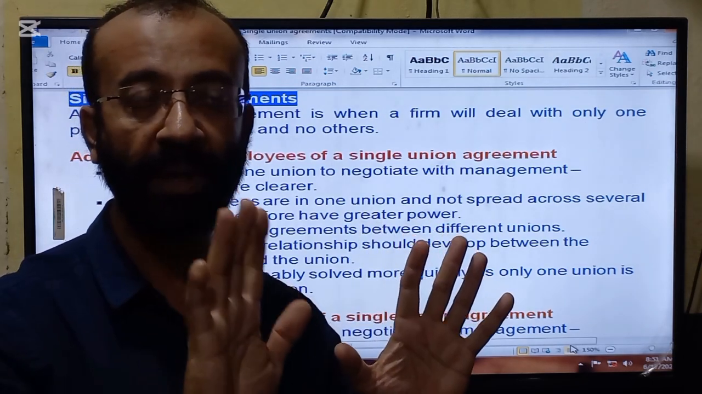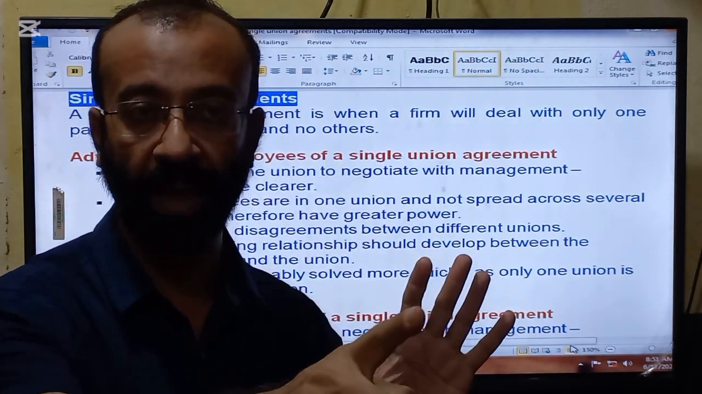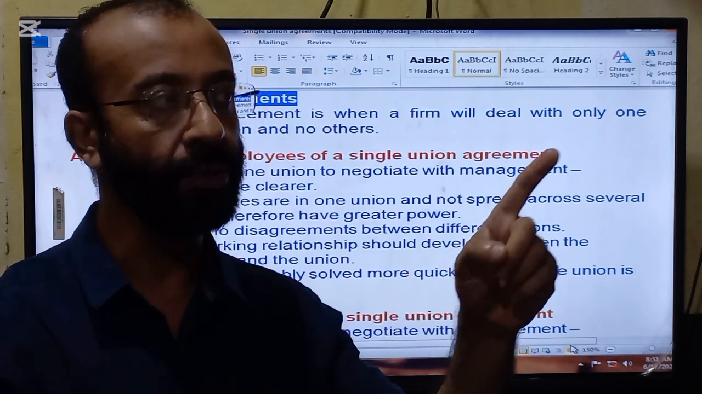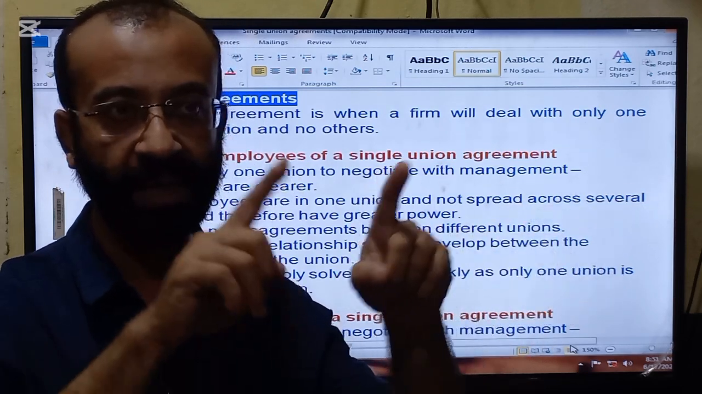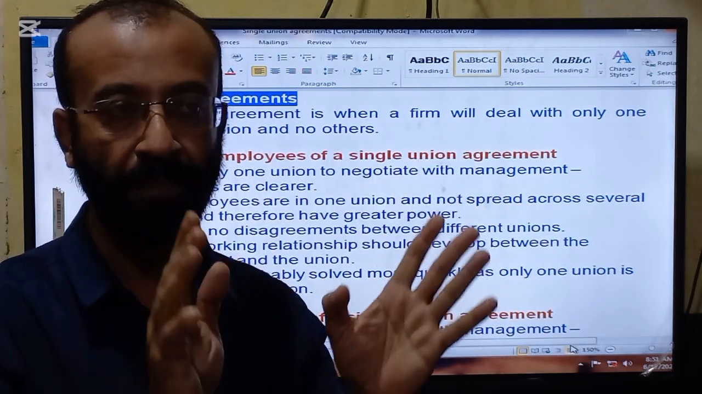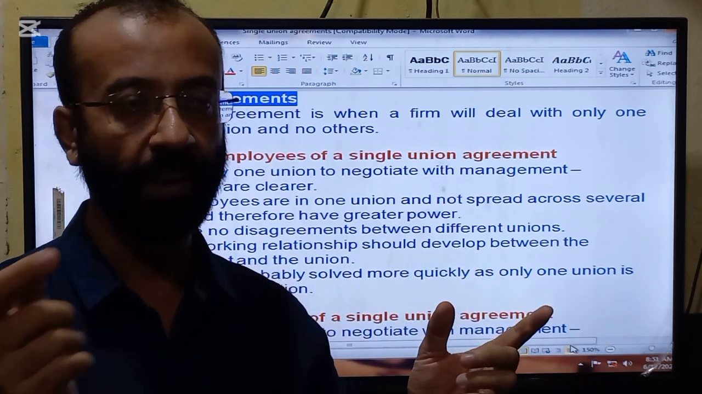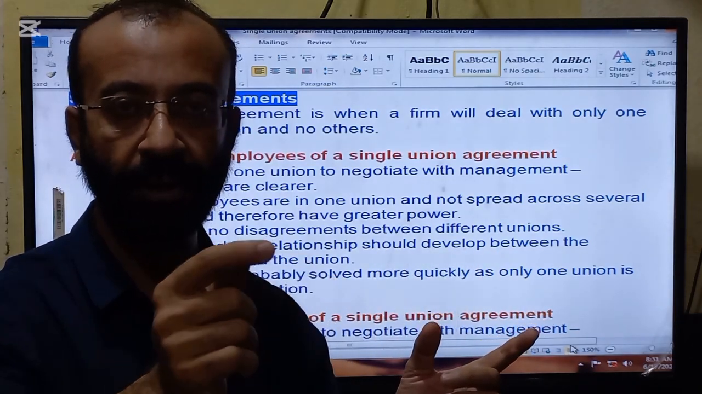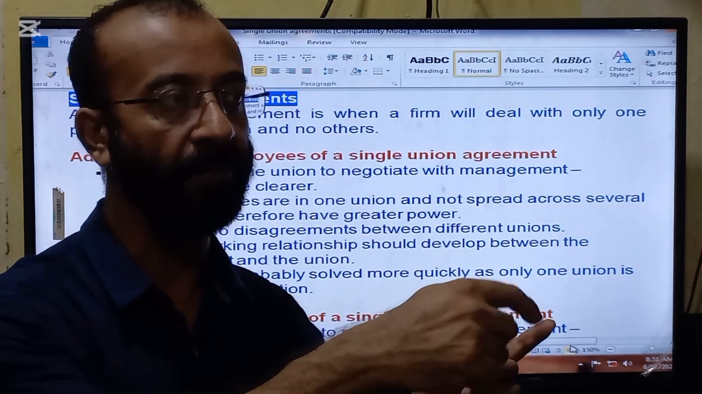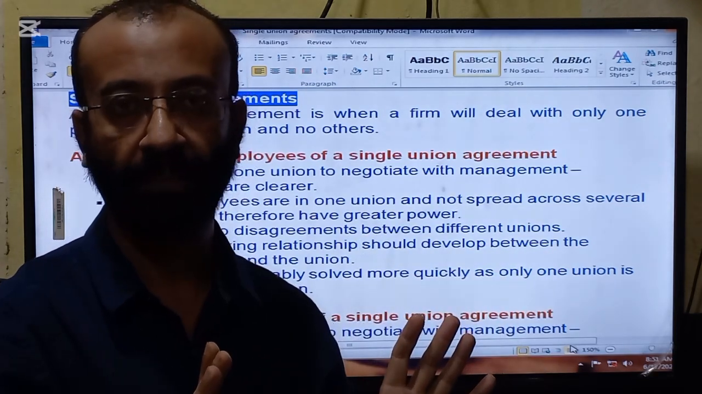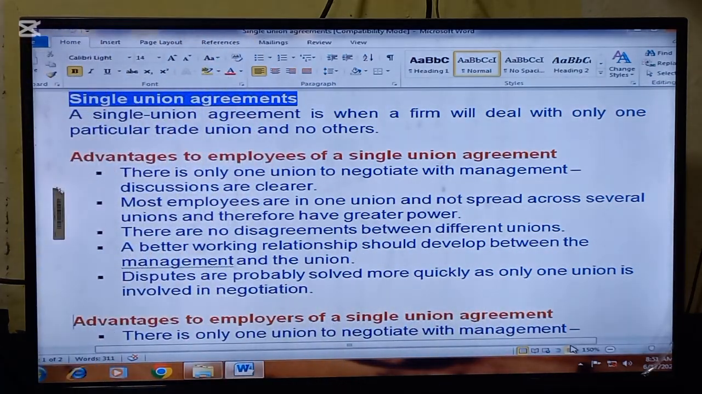So as an employer, the firm tells the workers that we are going to deal with that union because that is the bigger one, that is the biggest one out of all the unions. So put your ideas or views to the trade union and we are going to deal with them. So we are going to read the lecture now.